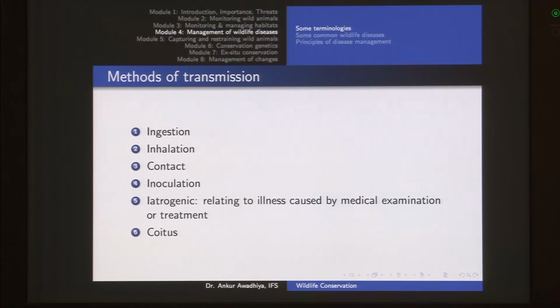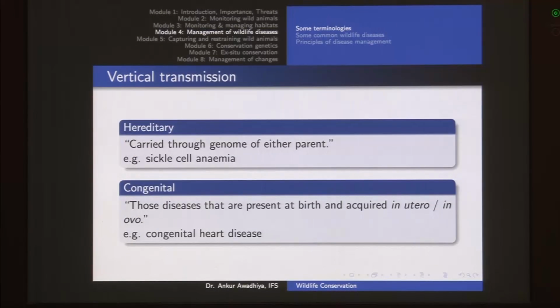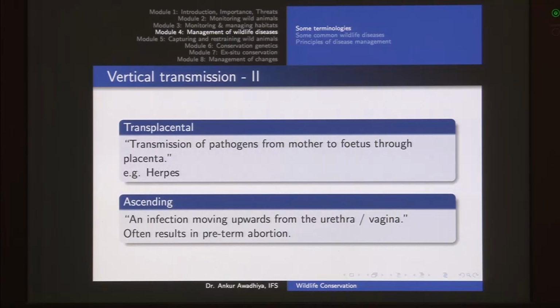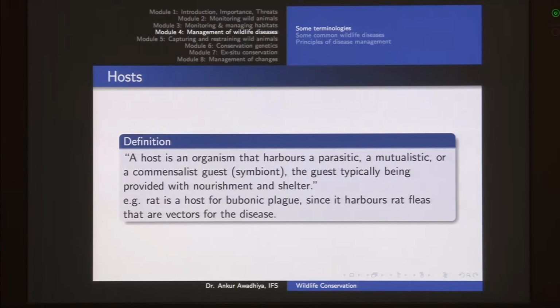Then the methods of transmission are ingestion, inhalation, contact, inoculation, iatrogenic, that is related to medical treatment, or coitus, which is mating. Next we talked about vertical transmission. So there can be hereditary diseases, there can be congenital diseases, there can be transplacental diseases, and ascending diseases. Then we looked at host. So host is an organism that harbors a parasitic, a mutualistic, or a commensal guest or a symbiont, the guest typically being provided with nourishment and shelter.